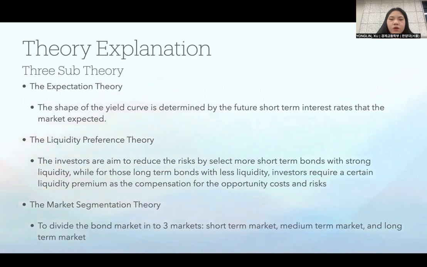So for example, the upward yield curve indicates that the market expects the short-term interest rate to rise, so the future interest rate will be higher than the spot interest rate. Another example is that the concave down yield curve indicates that the short-term interest rate will rise at first and then fall back. So this is basically the first theory.